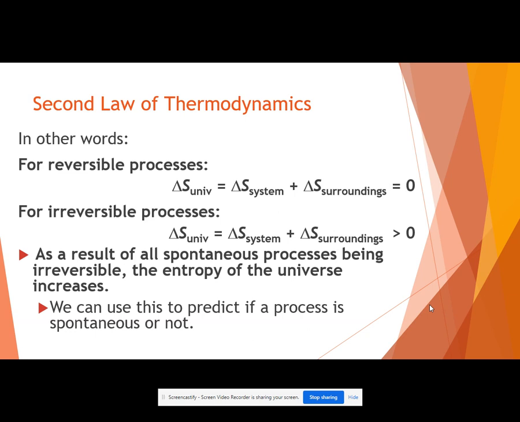Okay. So in other words, again, for a reversible process, 0. Irreversible, it's going to be greater than 0. So as a result, all spontaneous processes, we already know they're irreversible, but we also need to know that entropy is always going to increase. And since we know this information and we have this law, it helps us predict whether something is going to be spontaneous or not.